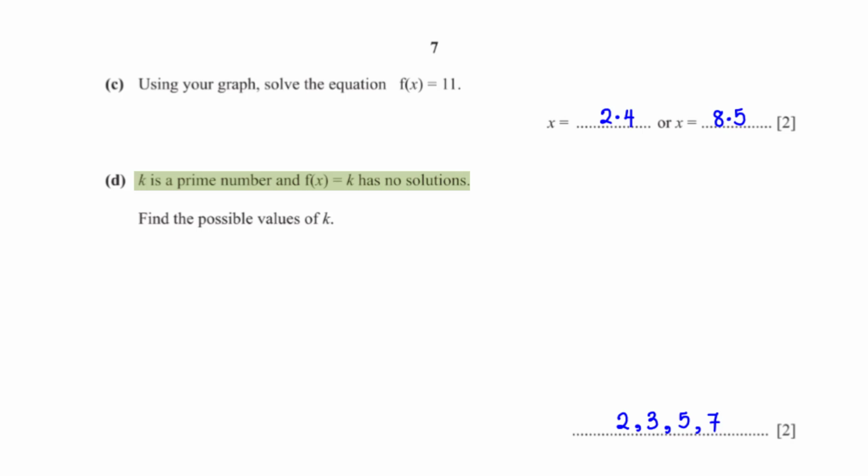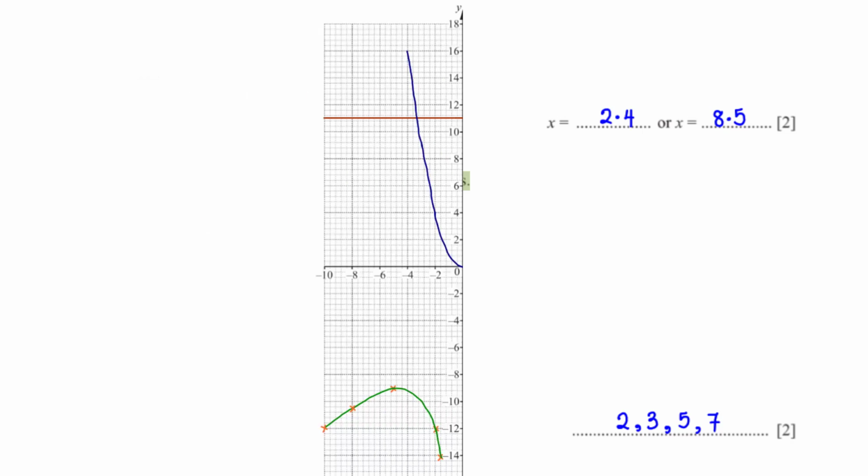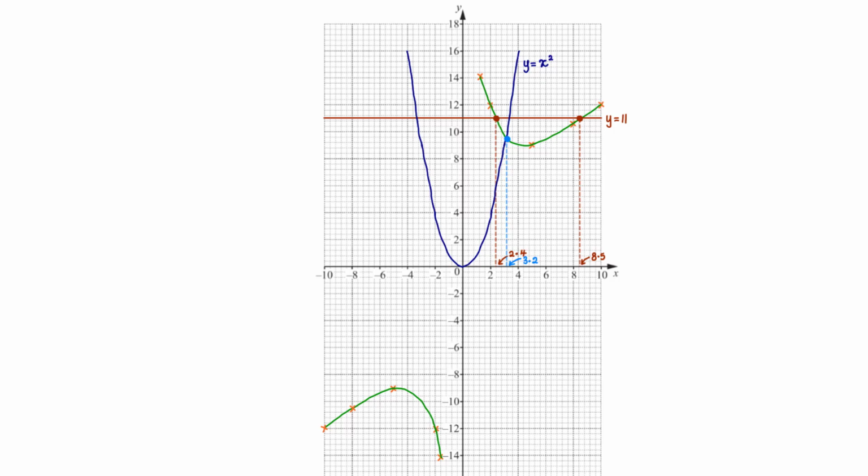k is a prime number and f of x equals k has no solutions. Find the possible values of k. On the grid, f of x equals k are the horizontal lines that do not intersect the graph of f of x at any point. Since k can only be a prime number, the possible values for k in this scenario are 2, 3, 5, and 7.